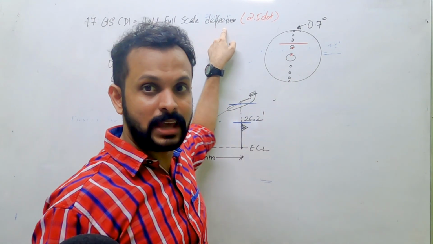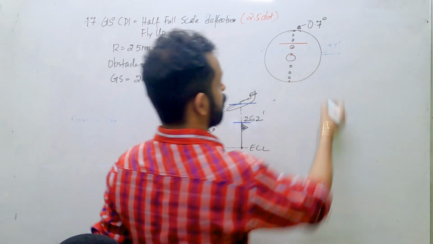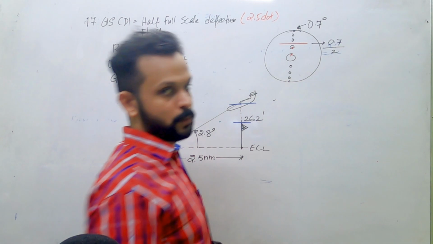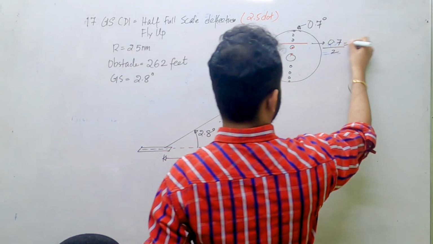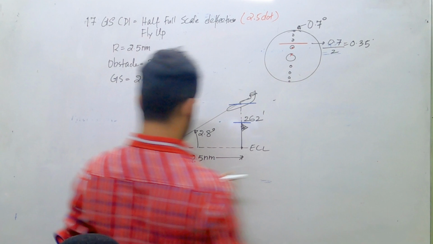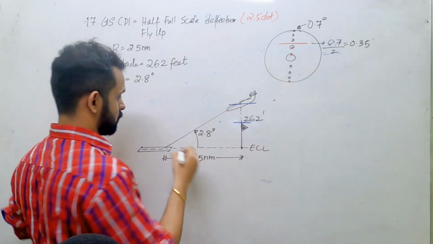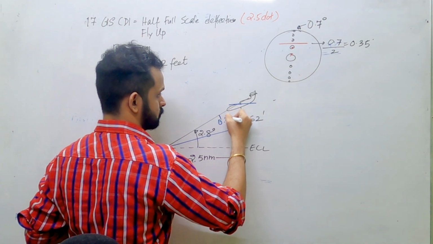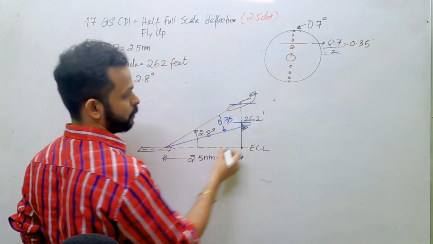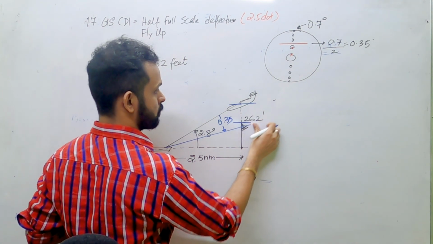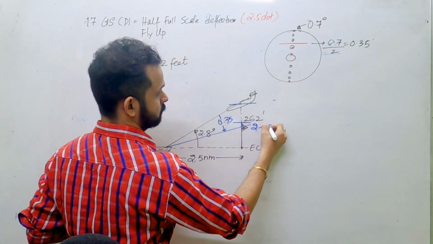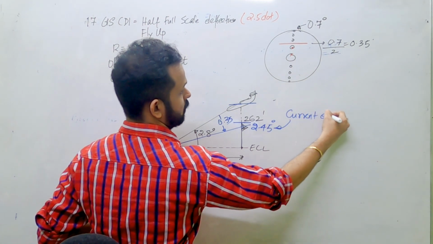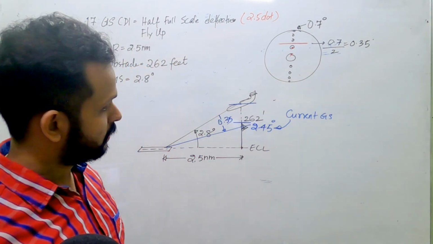Therefore half of full scale, the maximum safe deflection, is how much? It is 0.35, which is 0.7 divided by 2. So what is the current glide slope of the aircraft? 2.8 minus 0.35, that is 2.45 degrees. This is the current glide slope of the aircraft.